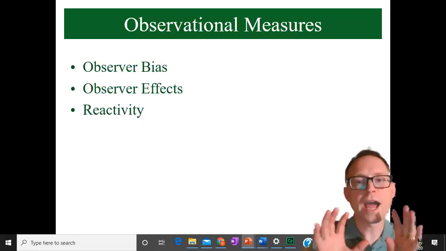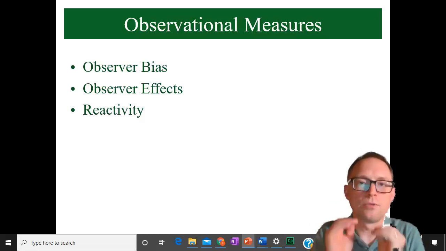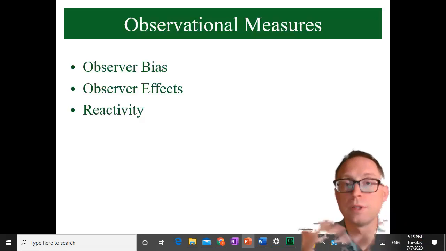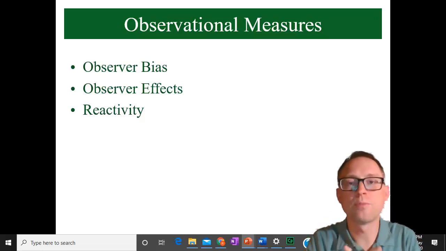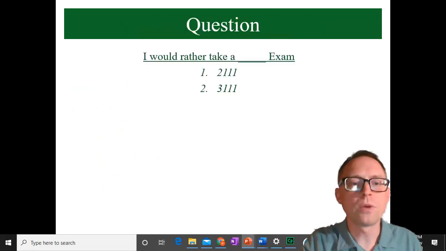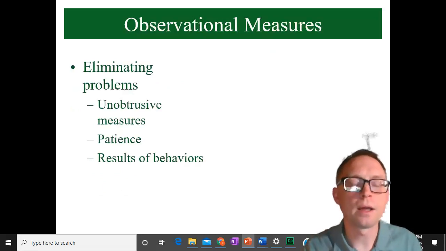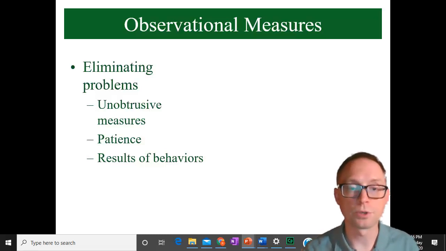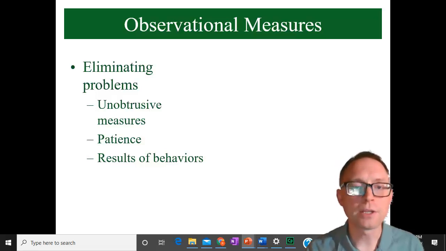Reactivity is when you just react to being observed at all, right? You feel like your control is kind of being taken away, and you act in a certain way that changes, in this case, your attractiveness, just because you're being watched. We can get rid of this by using unobtrusive measures. You don't know that you're being observed, for example, and just having patience and looking at the results of specific behaviors instead of just blindly acting, right? Using a code book helps that a lot. All right, if those are the case, then that's the review that I wanted to make with this particular chapter.